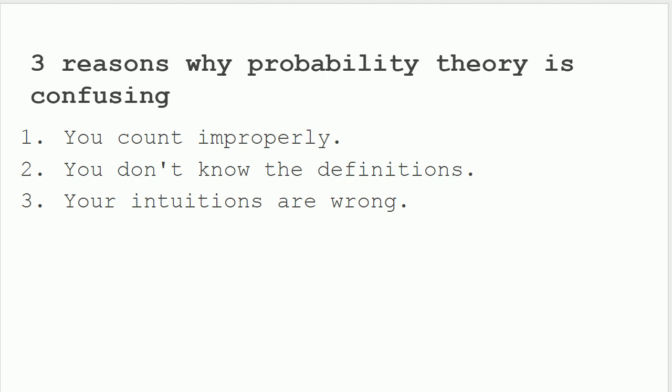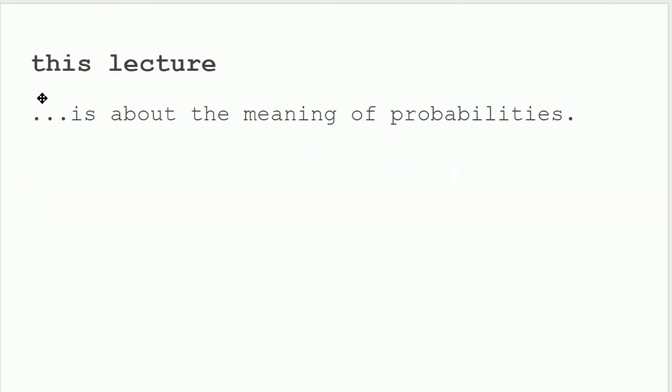I want to go ahead and remind everyone of what I mentioned in the last lecture, which is what I believe to be the three reasons why probability theory is confusing. And they are that you may not be counting properly, or you may not know the definitions that are the fundamental building blocks of probability, or your intuitions are wrong. So hopefully I've addressed these two items in the last lecture, and today we really want to focus on this last issue right here about intuitions about probability. So this lecture ultimately is about the meaning of probabilities.